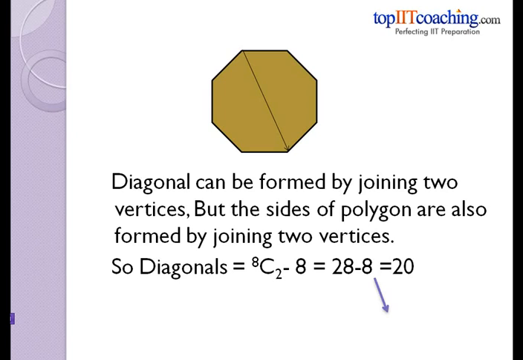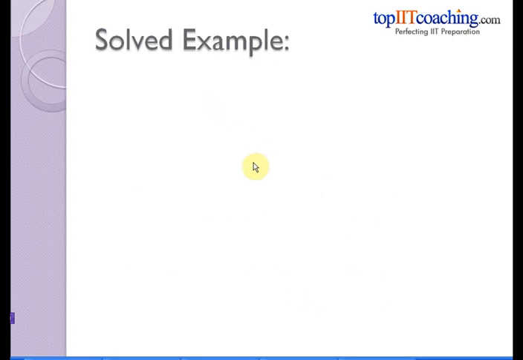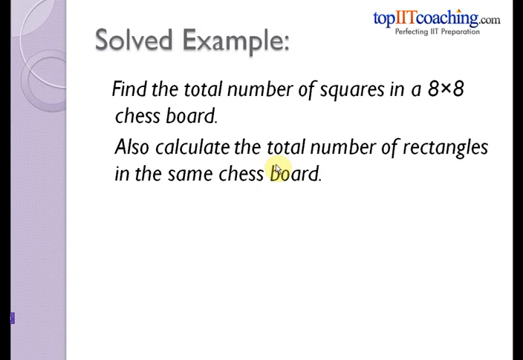So we can say that the number of diagonals is equal to 8C2 minus 8, which is equal to 28 minus 8, equal to 20. Thus we see that the number of diagonals of an octagon is equal to 20. Now let us look at one more example. This example helps us to find the number of squares and number of rectangles. So it follows as: find the total number of squares in an 8x8 chessboard.